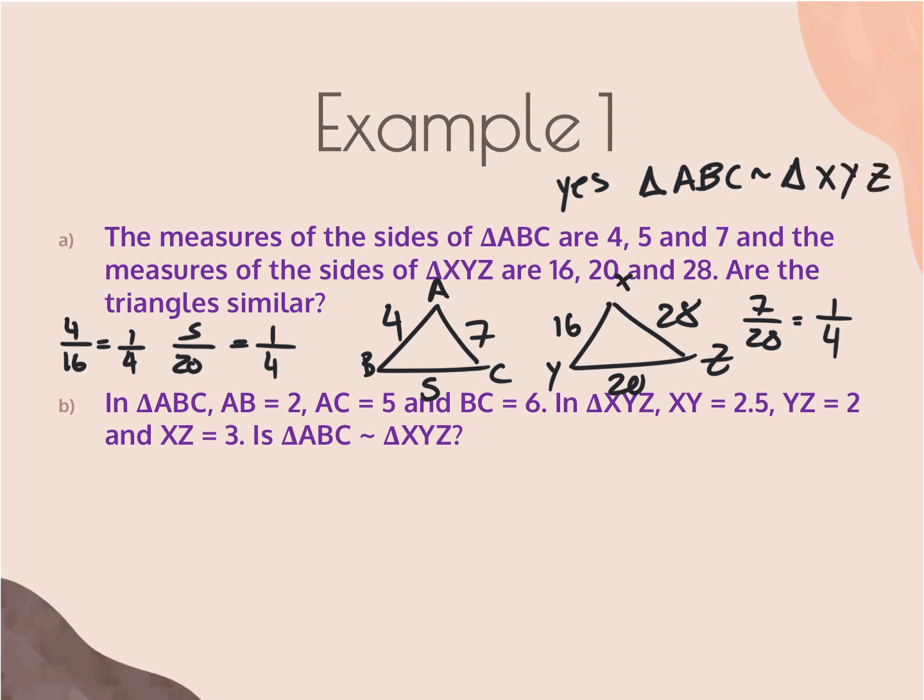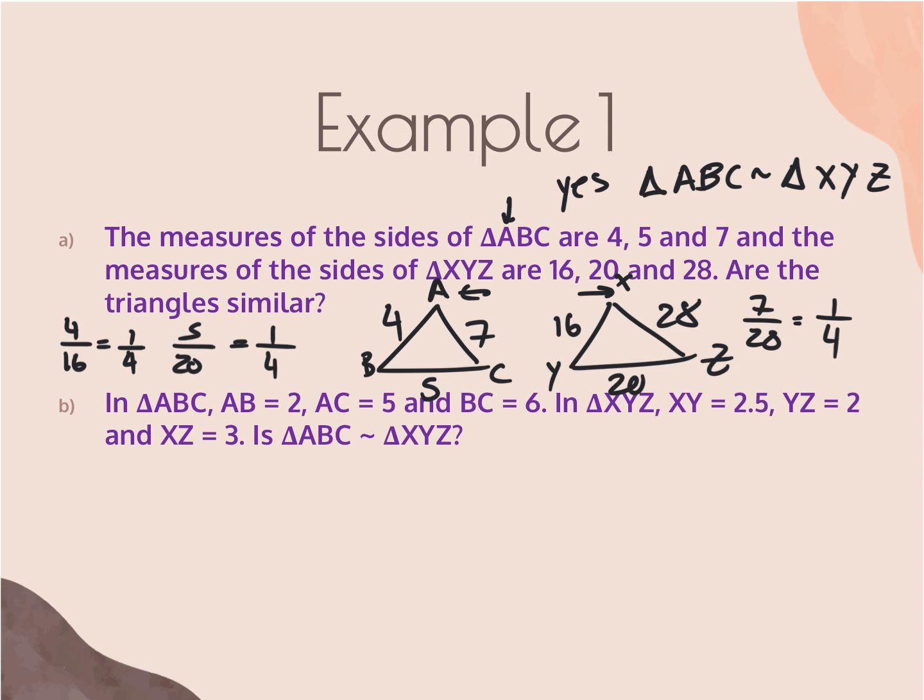Now, I do want to point out the way I drew the triangles. I drew them in the same order. If I started with A on the top, I made sure X was on the top. And if I went left for B, I went left for Y. It's the only way to make sure you draw the triangles correctly. You have to draw them based on the given information.